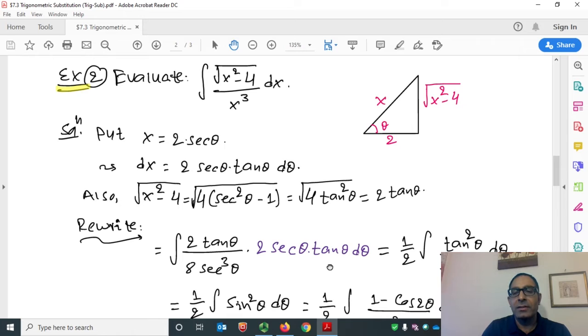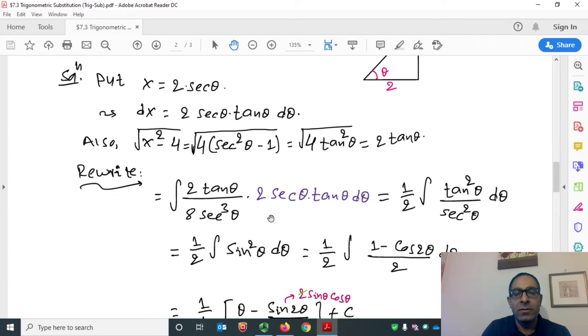Next, let's simplify. So first the constants. In my numerator, it's 2 times 2 is 4. Cancel the 8 on my denominator, so it's 4 over 8, so 1/2. And 1 secant theta cancels on my numerator and 1 cancels on my denominator. So on my numerator, tan square theta is left. On my denominator, secant square theta is left, d theta. I hope this makes sense to you all so far. Great. So now let's move on.